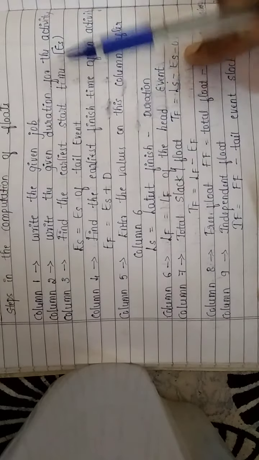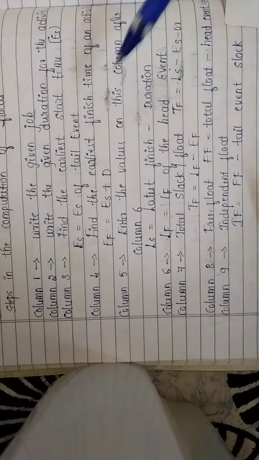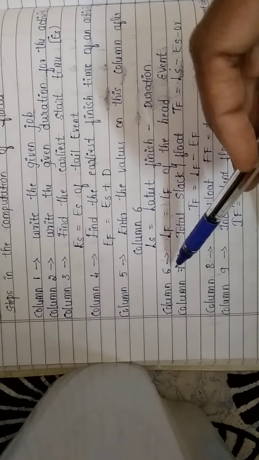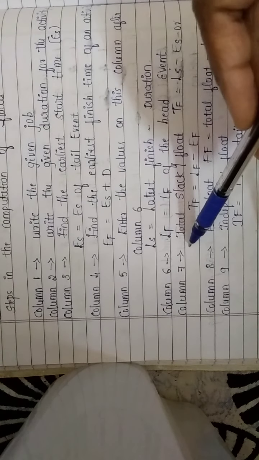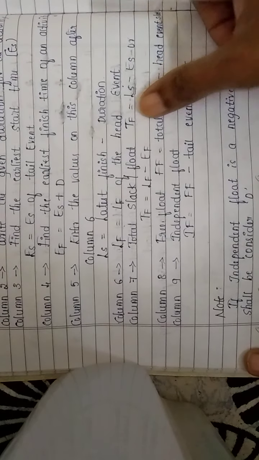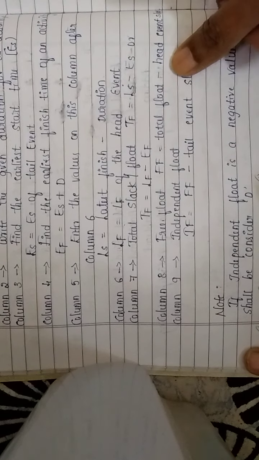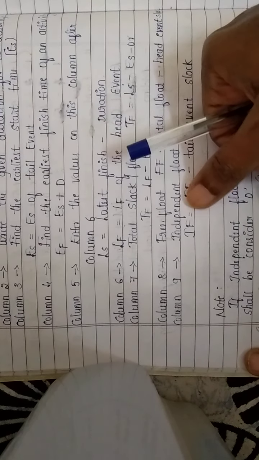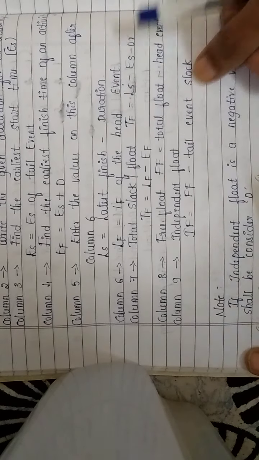Column 5 is enter the values after column 6. Here latest start time is latest finish minus the duration, so first we have to work out column 6, the latest finish time of the head event. Column 7 is the total slack or total float, which is equal to LS minus ES, or LF minus EF. Column 8 is free float. Free float is equal to total float minus head event slack. Column 9 is independent float. Independent float is equal to free float minus tail event slack. So you just make a note of the same.